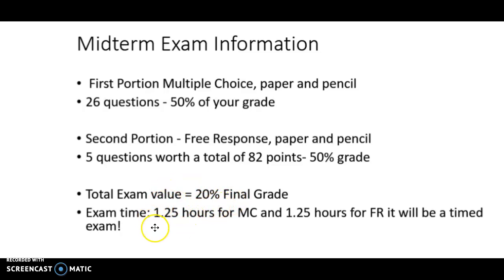You will get 1 hour and 1.25 hours, or 1 hour and 15 minutes, for both the multiple choice and the free response exam. It will be timed in the sense that whenever the time is up, the exam will auto submit. So just be aware of that as you're working through this.